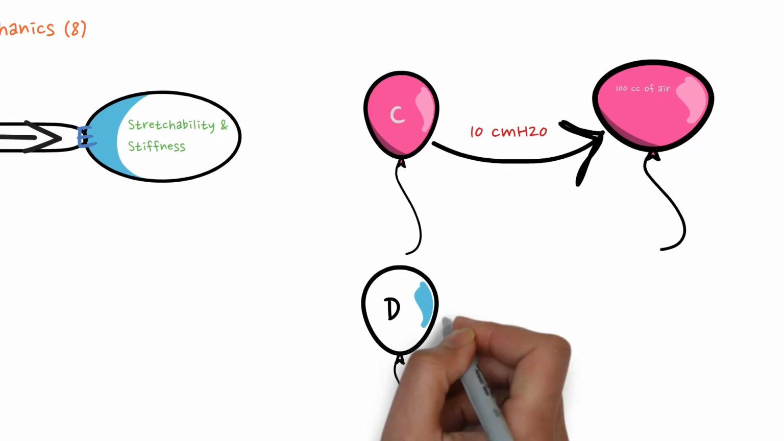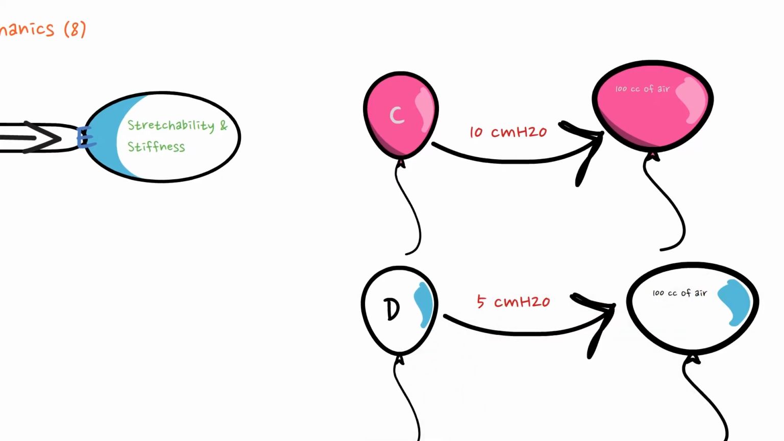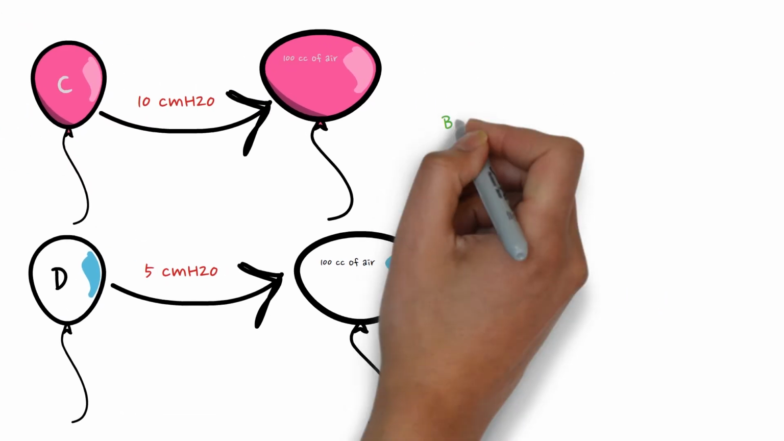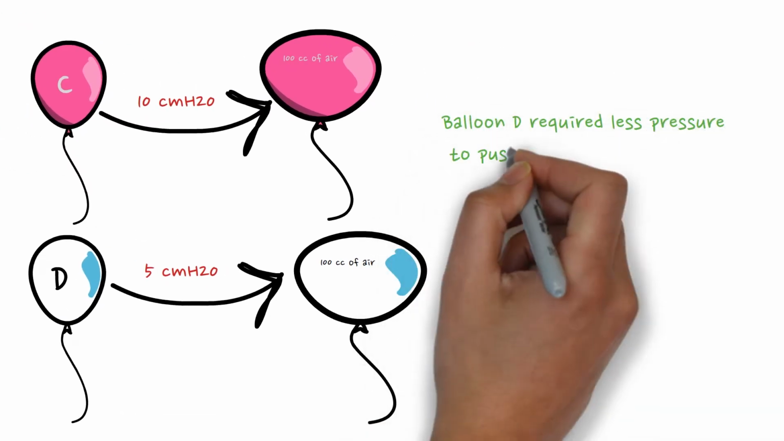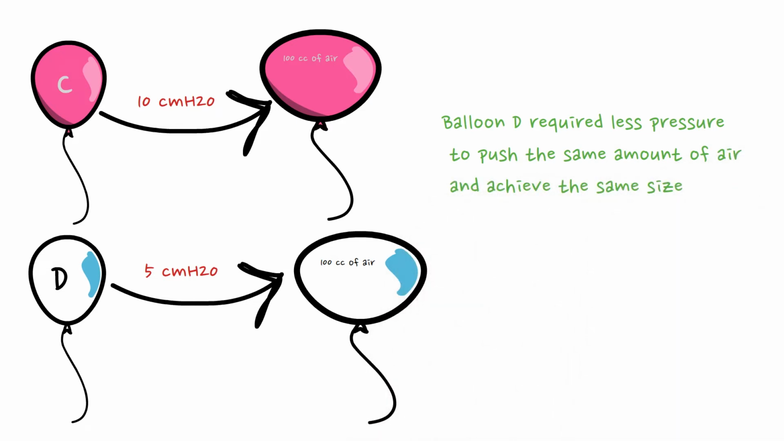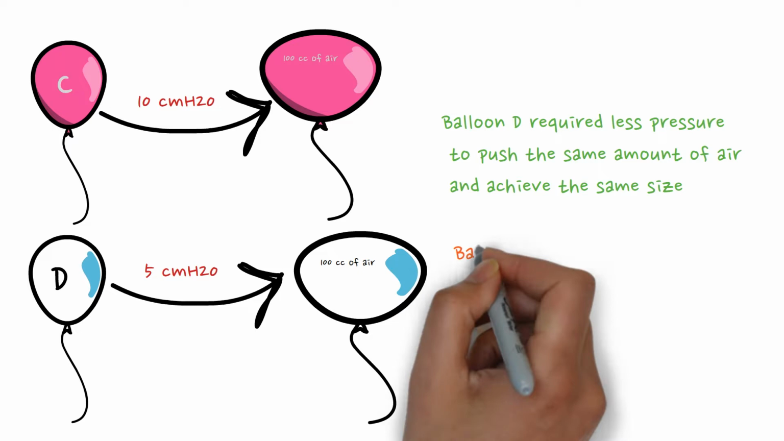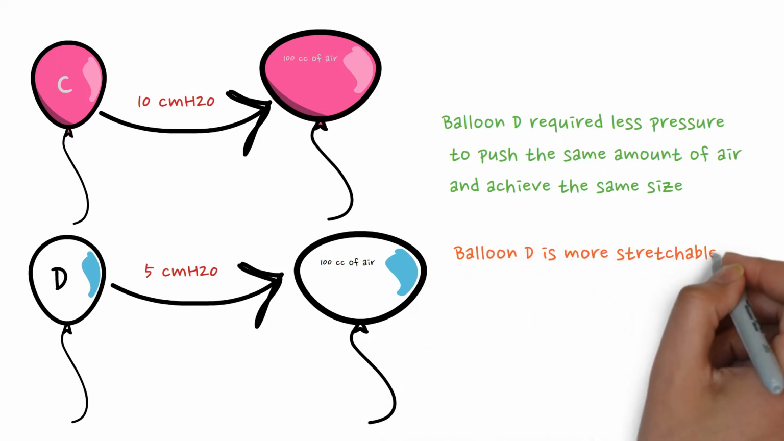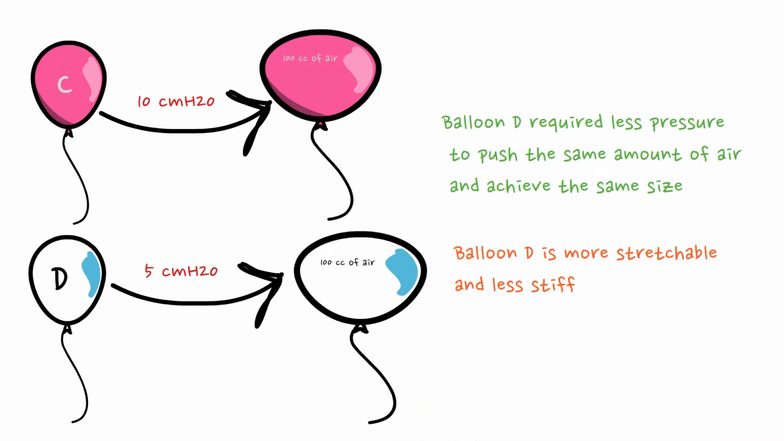While balloon D required only 5 centimeter H2O to drive the 100 cc of air in and achieve the same size. So you can tell that balloon D required less pressure to achieve the same size and filled with the same amount of air. You can tell that balloon D is more stretchable and less stiff compared to balloon C. That is what stretchability is.